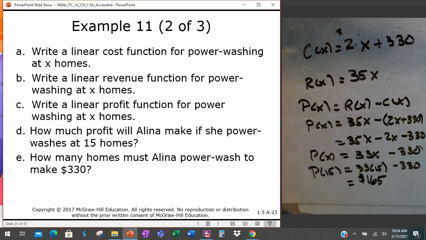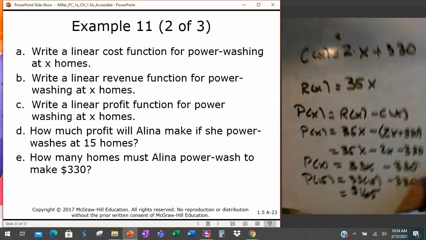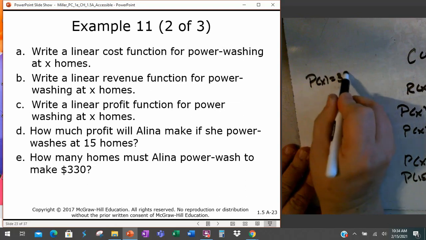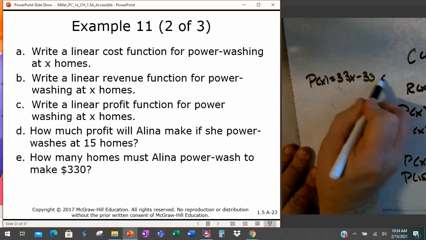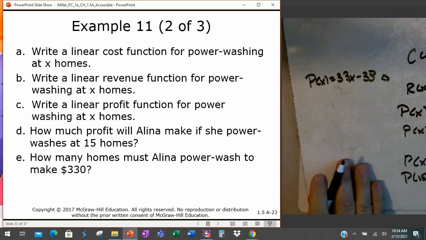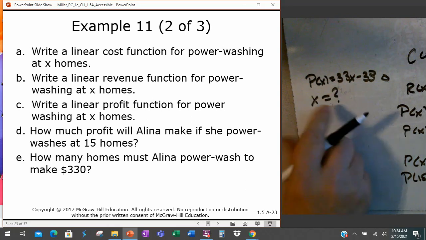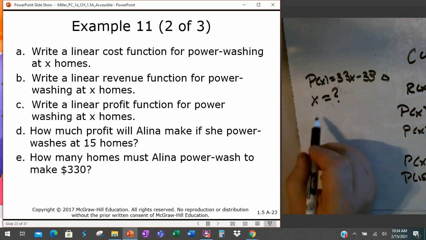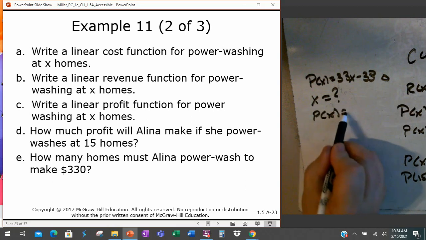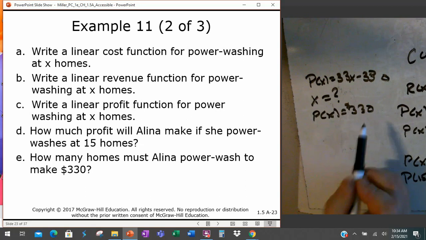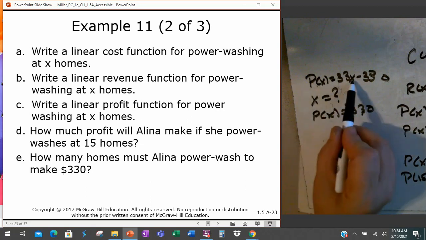So we still have our profit function. I'm going to slide this over. P of X was 33X minus 330. And our last question asks us, how many homes must Alina power wash to make 330? So I want to know how many units, how many houses, we need to produce to get P of X to be $330. I'm just going to use this and then solve for X.